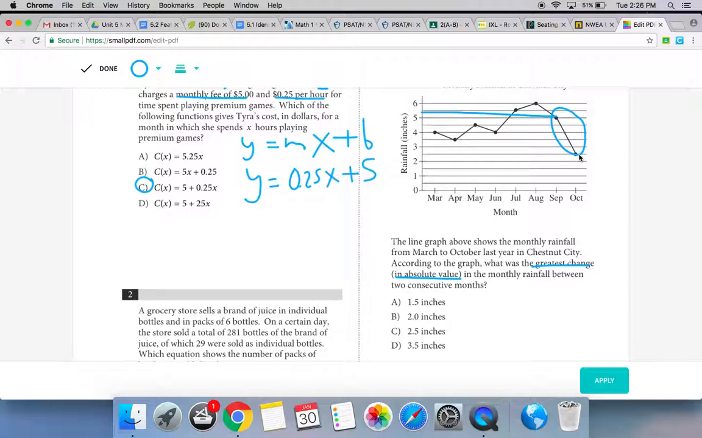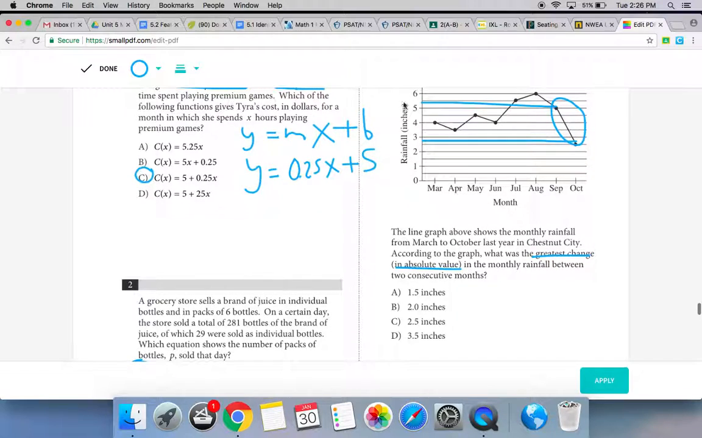And in October, there were 2.5 inches of rain. So there were 5 here and 2.5 here. There's a decrease of 5 minus 2.5, which means that the decrease was minus 2.5 inches, which is option C. So the greatest decrease happened between September and October, and the decrease was of 2.5 inches.